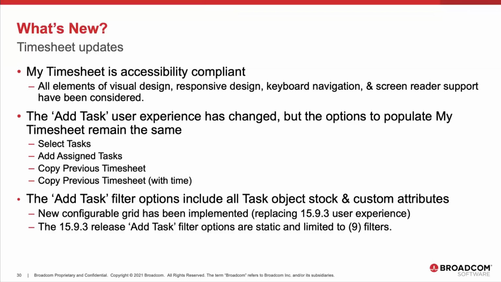When the user chooses to add specific tasks, so they're using select tasks, the filter options that are there include all of the task, out of the box, stock, and custom attributes from a filtering perspective. The 15.9.3 add task experience really had 9 fixed filters. And so the other thing is when you go into look at the add selected task, a configurable grid is being presented to the user, replacing the prior user experience. And as I mentioned, that previous or the 15.9.3 experience add task filter options has static filters, and it's really limited to just those 9 filters.